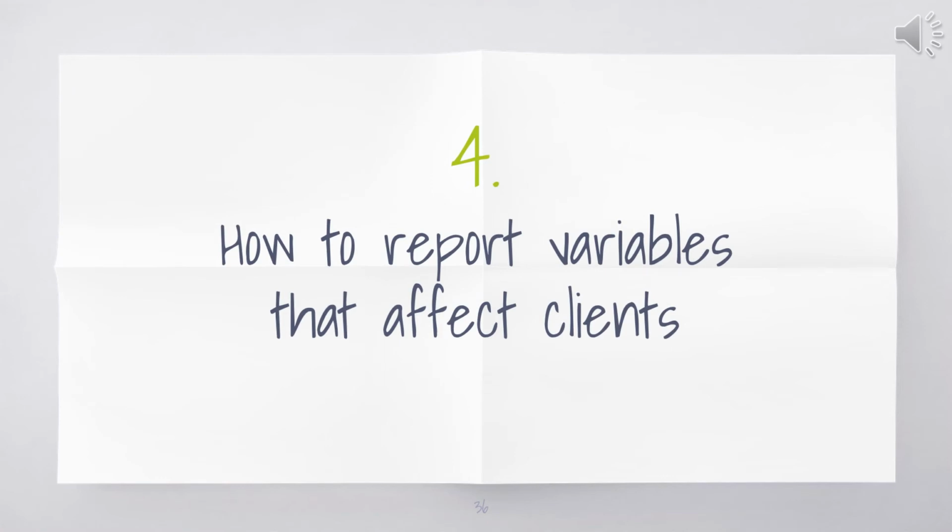So now we are going to be covering how to report these variables that may affect clients. We will first be covering mandated reporting. As a mandated reporter, there are several things to keep in mind for any type of case that you may report. You should indicate any known history of abuse or neglect of a child.